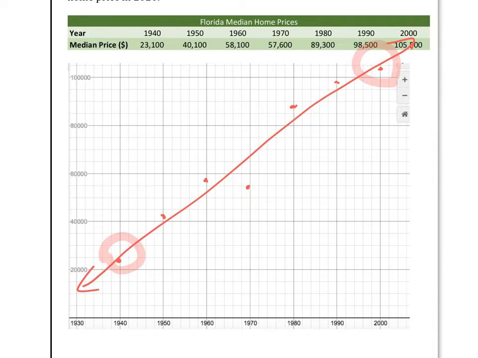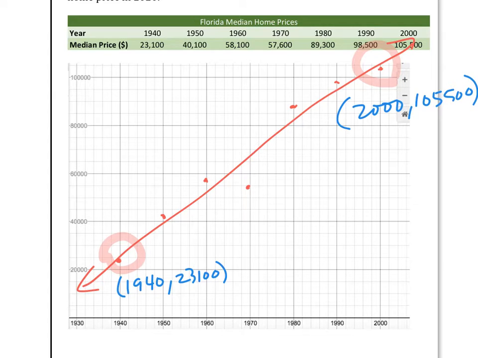Okay, so we're going to pick the first and last. That is 1940, 100, and 2000, 105500. So you're going to figure out a line of best fit using those 2 points. Okay, so go ahead and do that. Let me know when you're done.